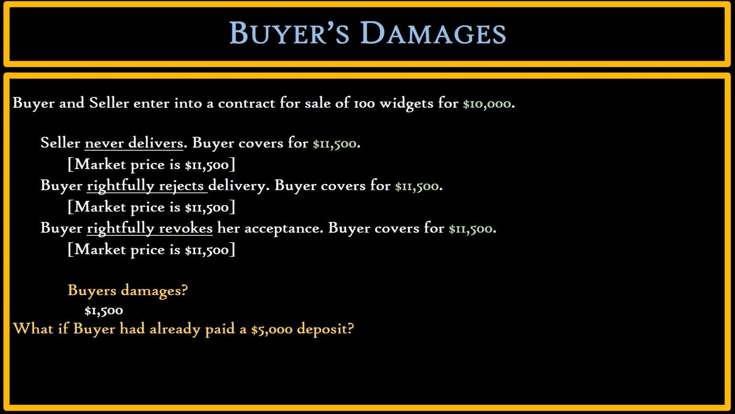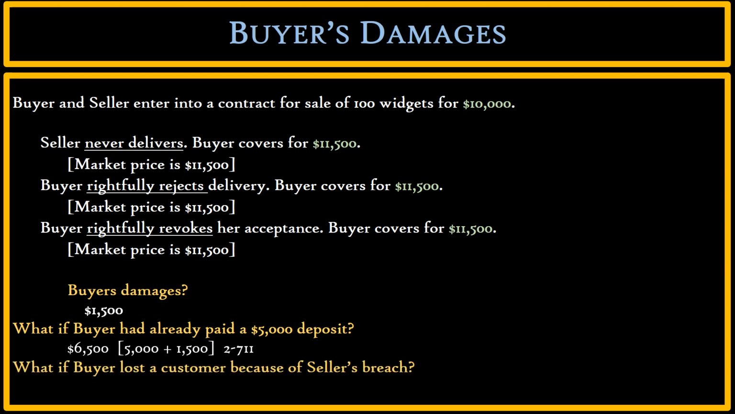What if buyer had already paid seller a $5,000 deposit? Well, naturally, seller has to pay that back. And so, if that were the case, then seller would have to pay buyer $6,500. What is that? That's the $5,000 deposit plus the $1,500 in damages.